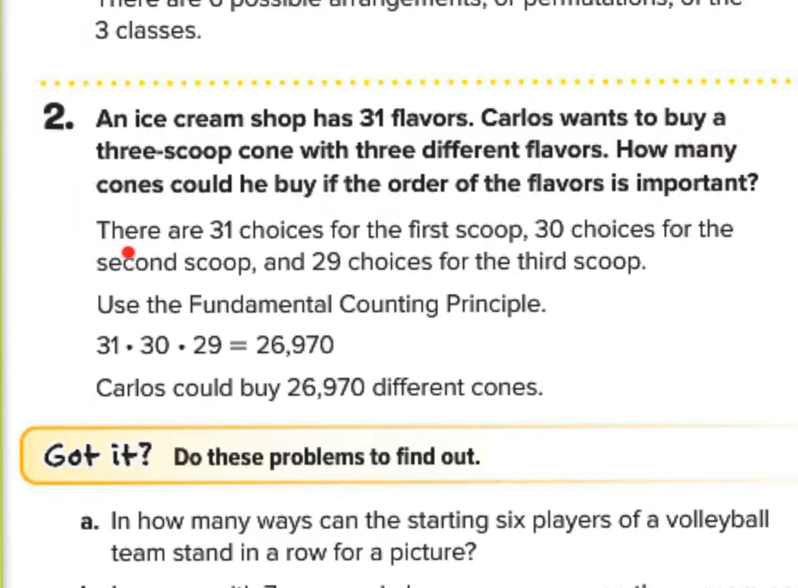So there are 31 choices for the first scoop, right? 30 choices for the second scoop, and 29 choices for the third scoop. Once you use one of the choices, it's no longer there. So then you only have 30 choices left, and then you only have 29 choices left. Using the fundamental counting principle, 31 times 30 times 29 equals 26,970. Carlos could buy 26,970 different cones. Yes, different options with the flavorings.